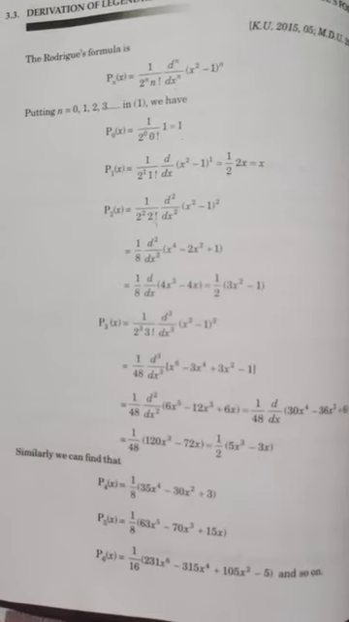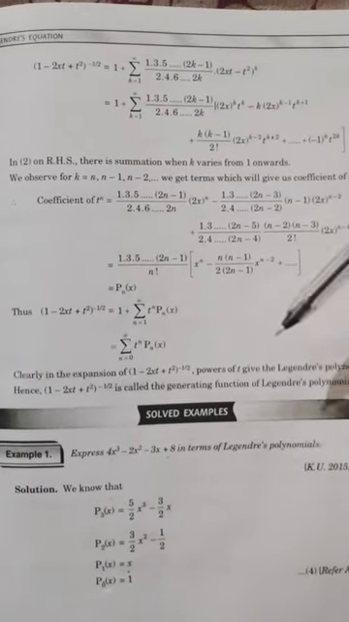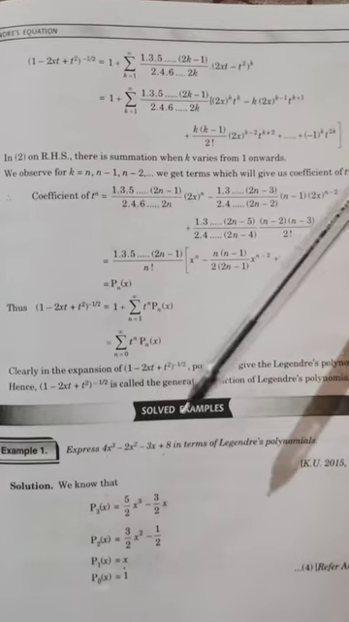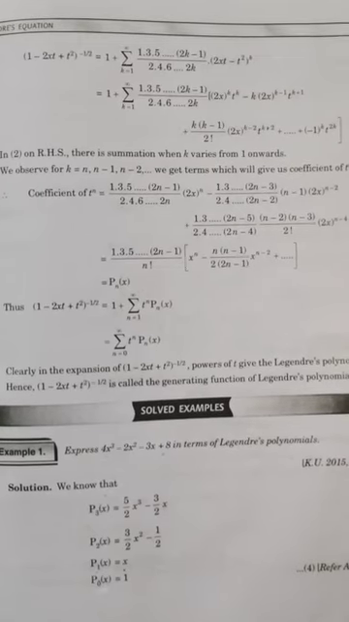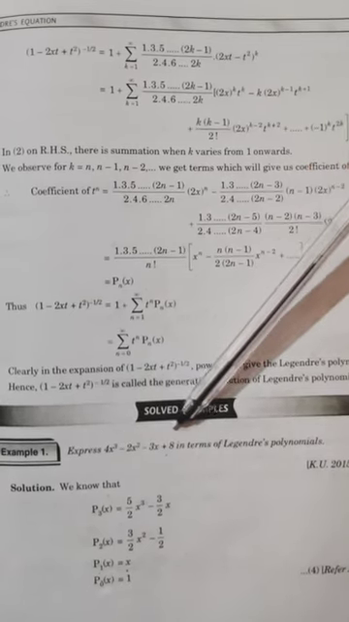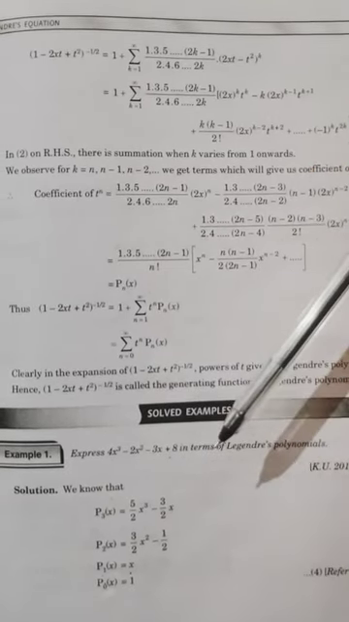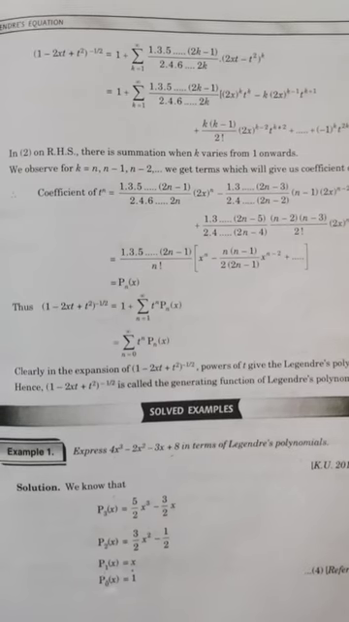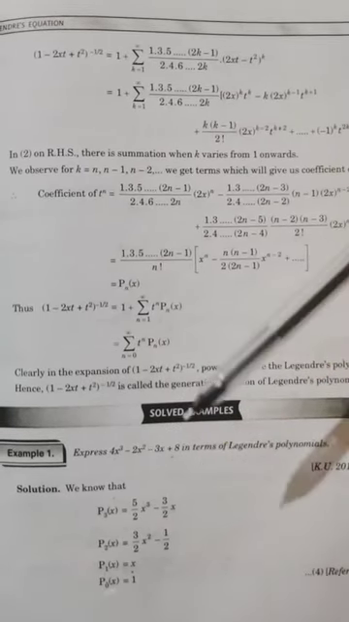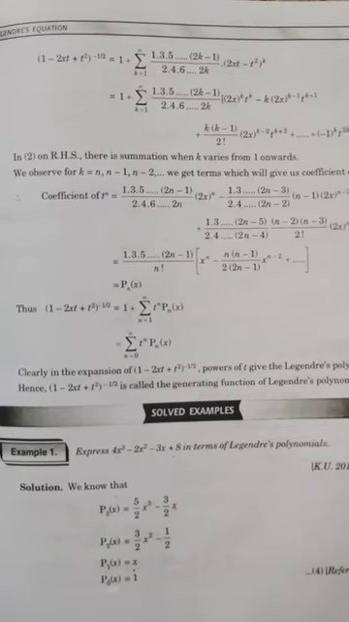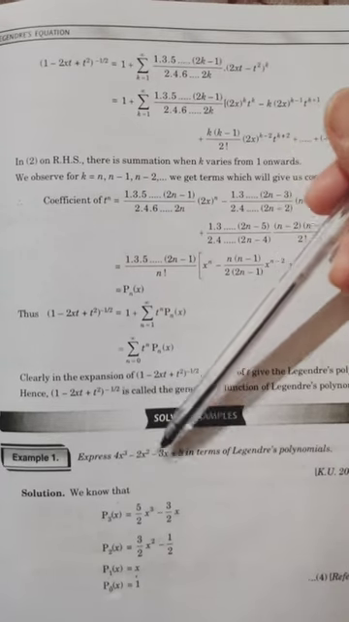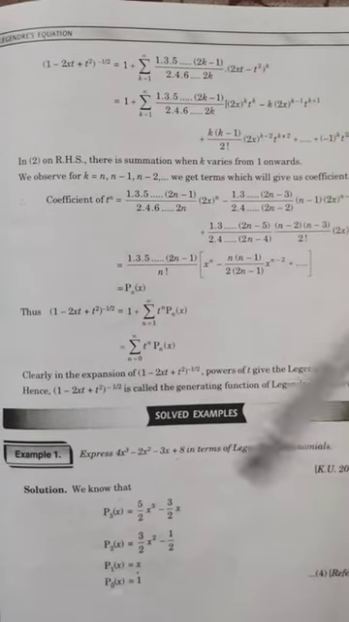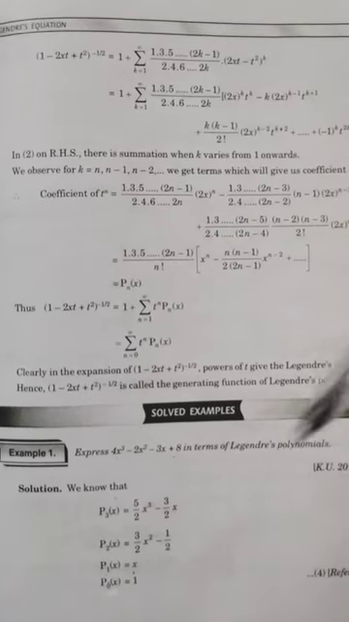We discuss one numerical like this: express 4x cubed minus 2x squared minus 3x plus 8 in terms of Legendre polynomials. What is the question? The equation which is a function of x, we have to express as a function of Legendre polynomials. So in place of x we have values like P1 of x, P2 of x, P3 of x, that is in terms of Pn of x.